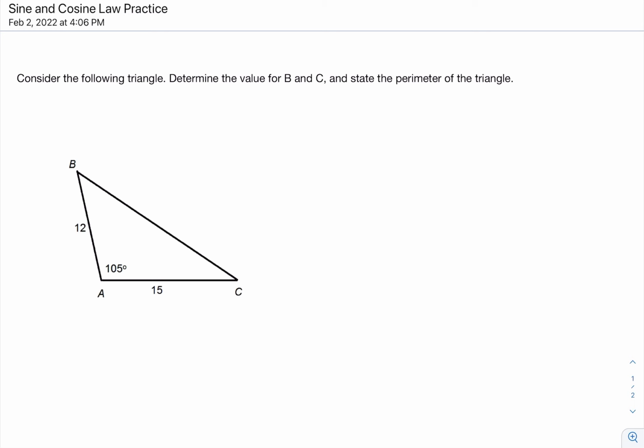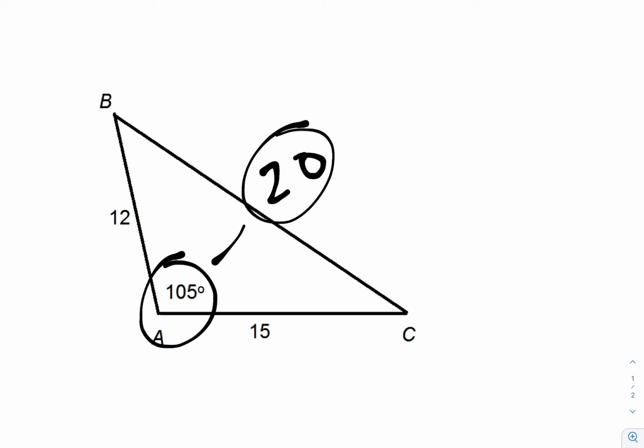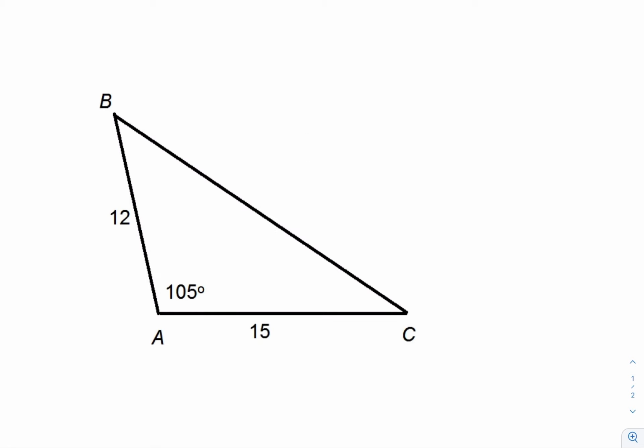So the sine and cosine law is all about determining which one to use. The sine law is typically used if you have pairs that you're looking for. For example, a pair would be this 105 degrees and the opposite side here. If we knew this was, say, 20, a pair would be this 20 and the 105, because we have an angle and a side length that are opposite to each other. But notice how in this question we don't have any pairs.